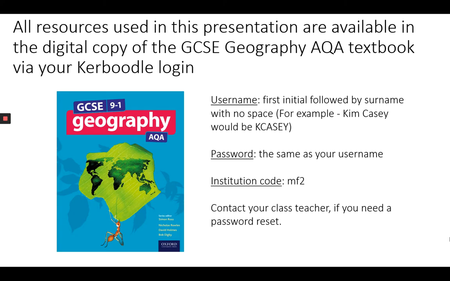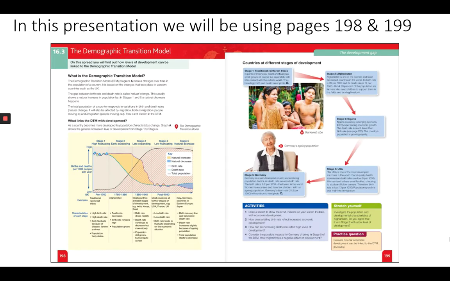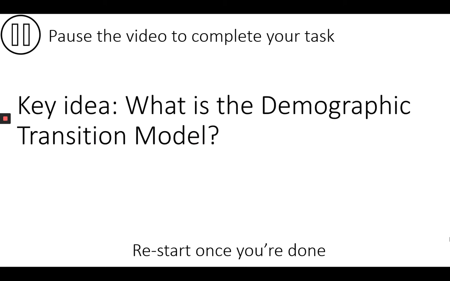As in previous sessions, you can watch the video in conjunction with the digital textbook on the Caboodle platform. The access details this time are shown on the screen. We will be making use of pages 198 and 199. Press pause whilst you add the first of the 3 key ideas. What is the demographic transition model?